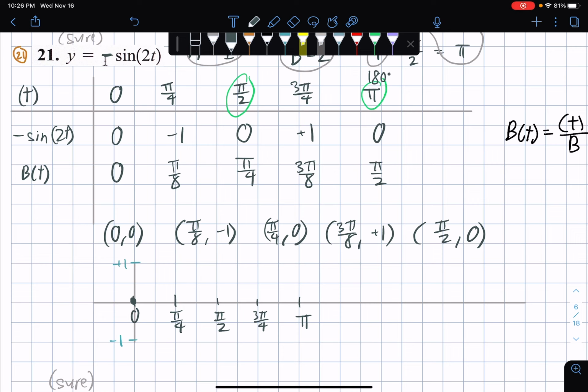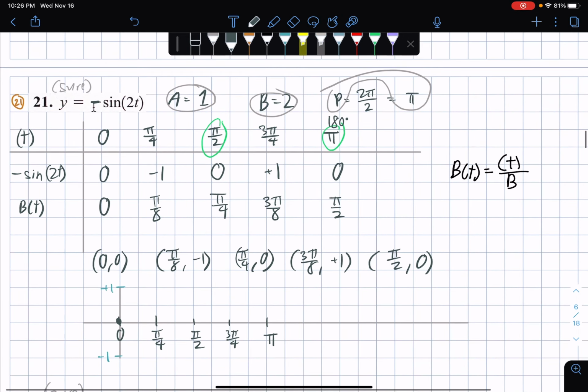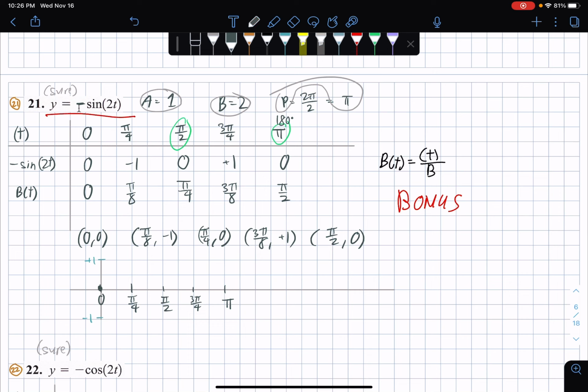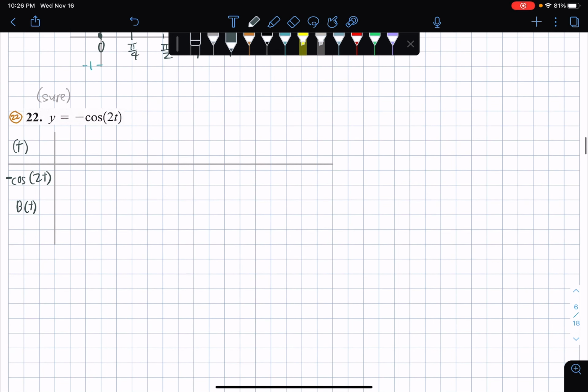Wait a minute. Something is pretty suspicious in number 21. I'll consider this a bonus. But even so, I'm pretty sure that this assumption is correct. Check this problem on mathway.com for a definite answer. Let's move to number 22.